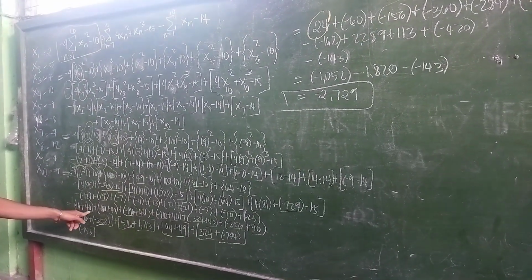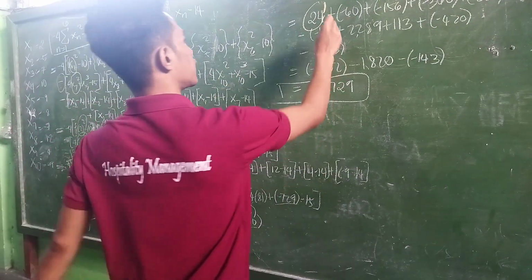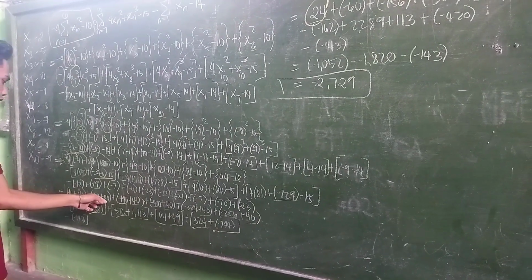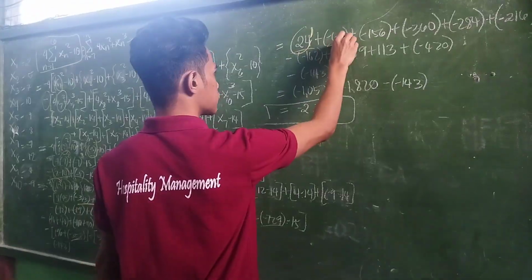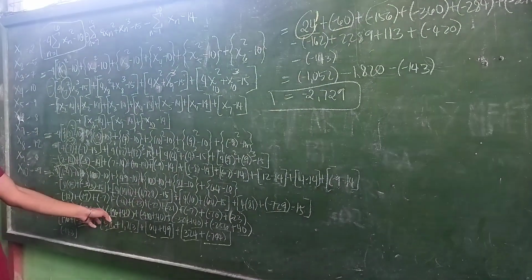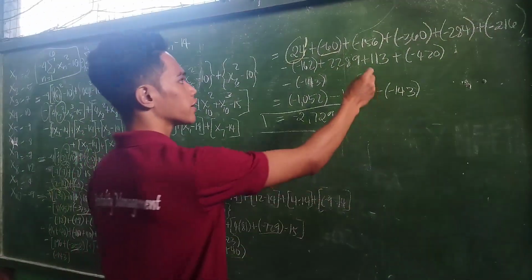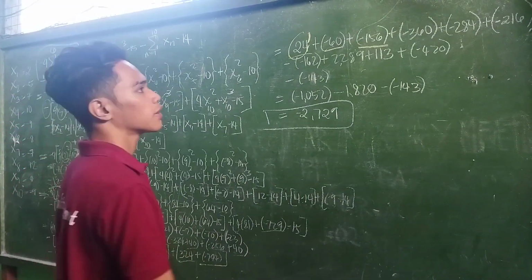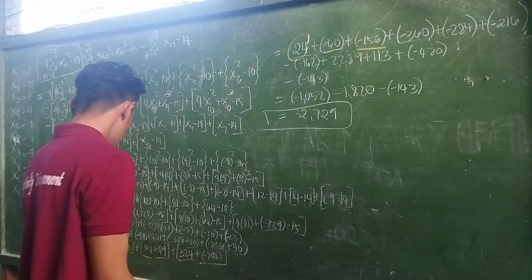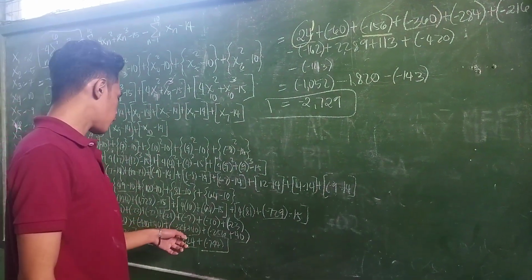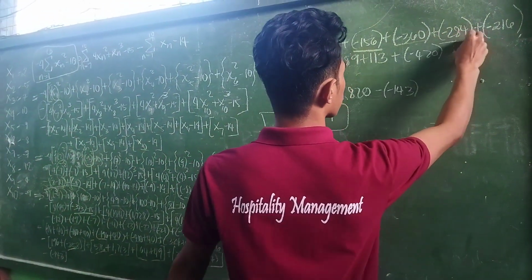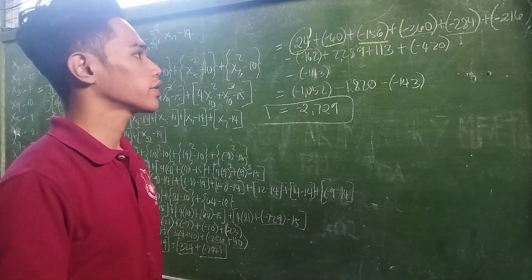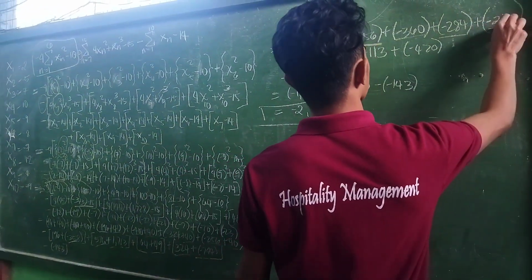So the reason why we got 24 is because we add these two numbers. Negative 16 plus 40 is equal to 24. Then negative 100 plus 40 is equal to negative 60. Negative 196 plus 40 is equal to negative 156. Negative 400 plus 40 is equal to negative 360. And negative 324 plus 40 is equal to negative 284. And then negative 256 plus 40 is equal to negative 216.